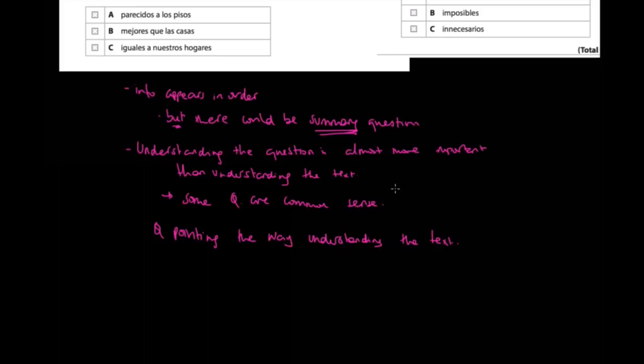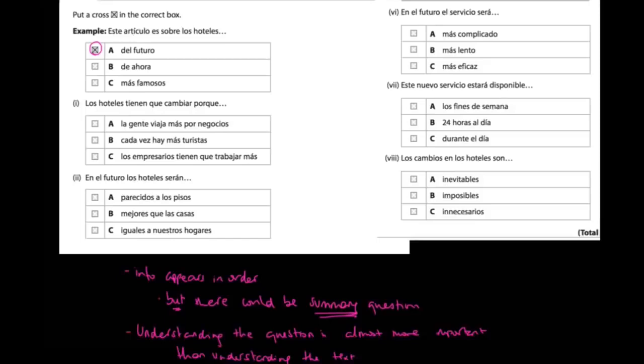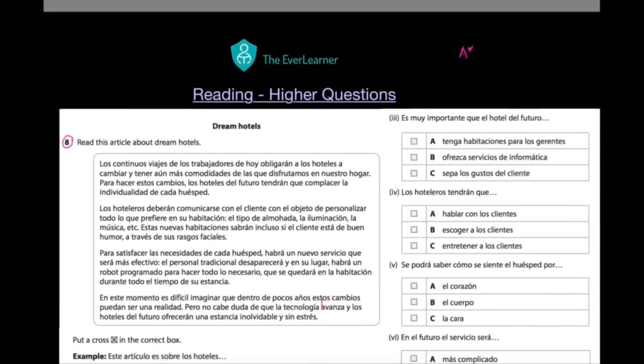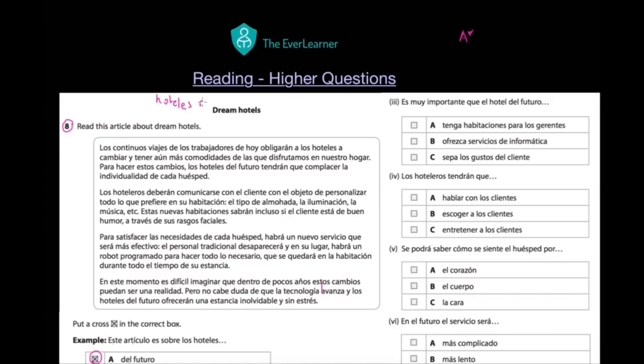Okay, so let's have a look at the text. The title, we said, is Dream Hotels, which in Spanish would be, I don't know, something like "Hoteles de ensueño." And we've got here, read this article about dream hotels. So notice this is an article. As we said before, this is an article, so this is going to tell you what things are like.